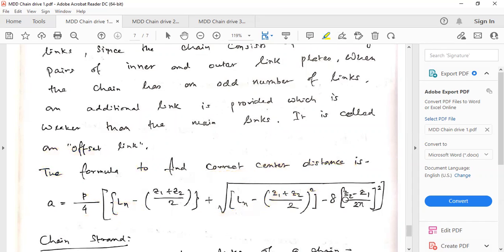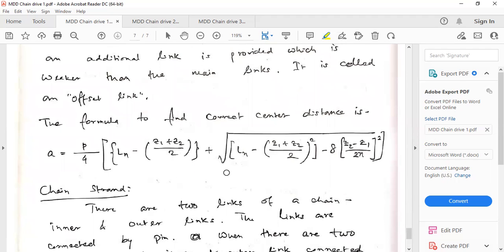One more thing, don't think that this relation is directly available. You have to see and understand. Then you can take help of other relations, and if it is not there, you can actually derive it. Right now, I'm not going through how the derivation has come. That is not very important. So this is a relation to calculate the center distance.